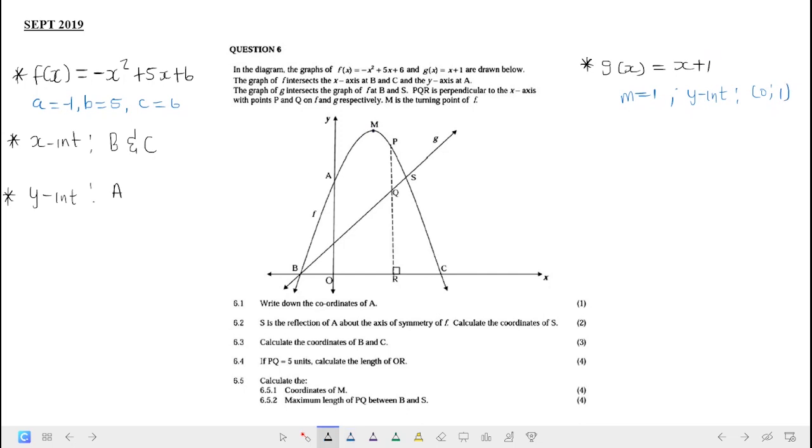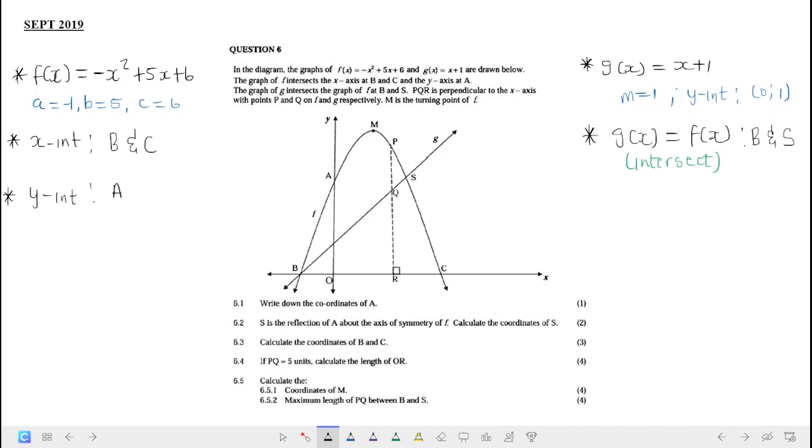The second thing that we're told about g is that the graph of g intersects the graph of f at B and S. So what does this mean? This means that the graph of g of x is equal to the graph of f of x. So this means they intersect. Whenever graphs intersect, it means they are equal. So where do they intersect? They intersect at B and S.